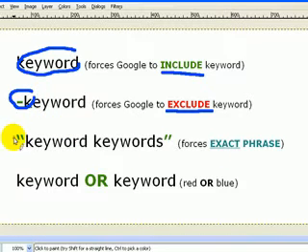Now, when you use an exact phrase, you use the quotation marks here, and it is forcing Google to search for that exact phrase. And it could be as many keywords as you want in the phrase. And notice there is no space between that quotation mark and the end letter there.